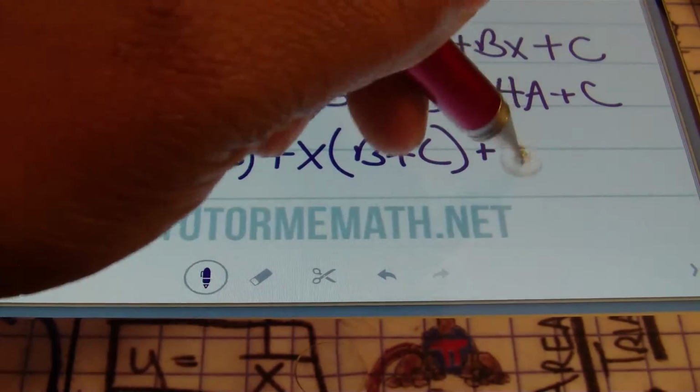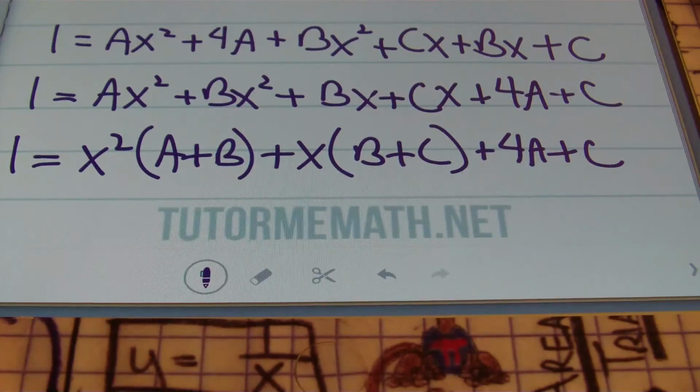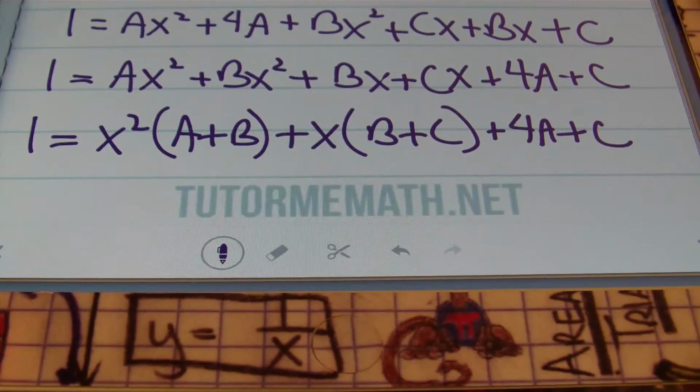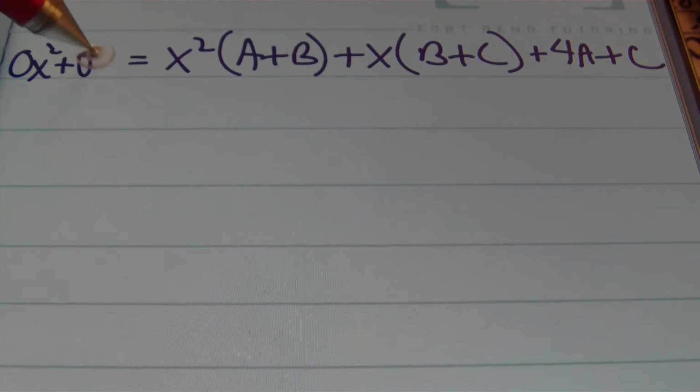And then I'll be left with 4a plus c to finish up that right side of the equation. So now we'll go ahead and write our system of equations. Before we write our system of equations, I'm going to go ahead and show that I have 0x squared terms plus 0x, and then I still have that positive 1 there.